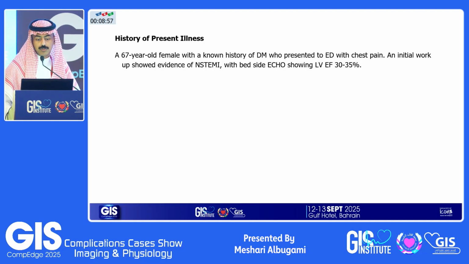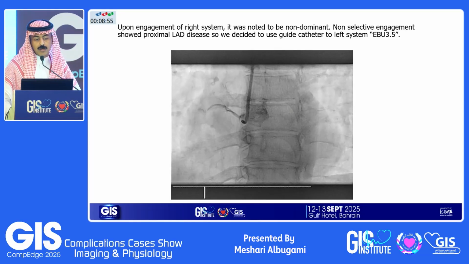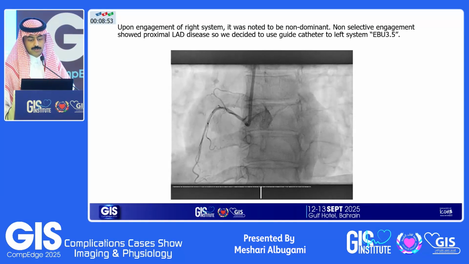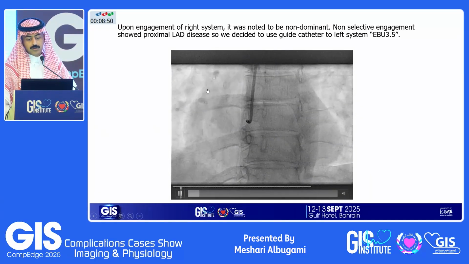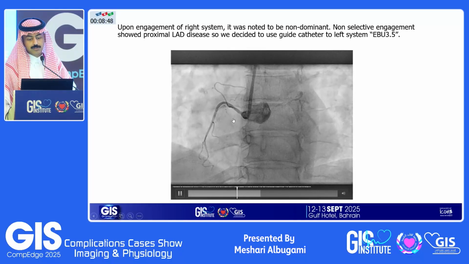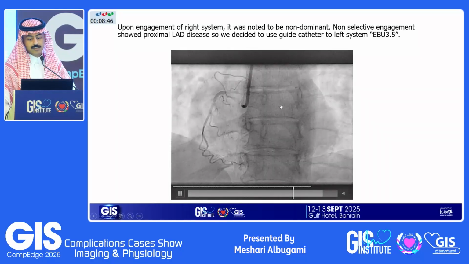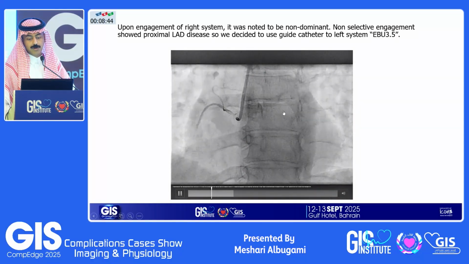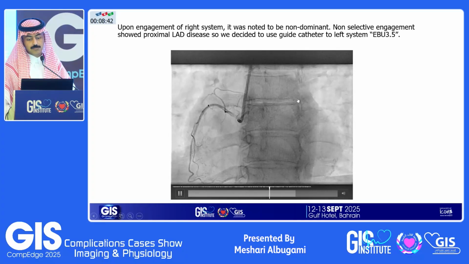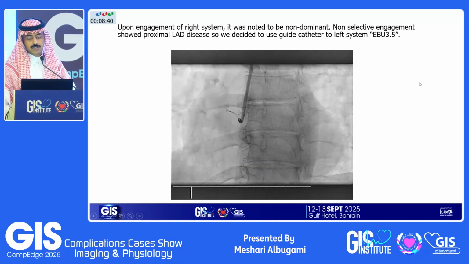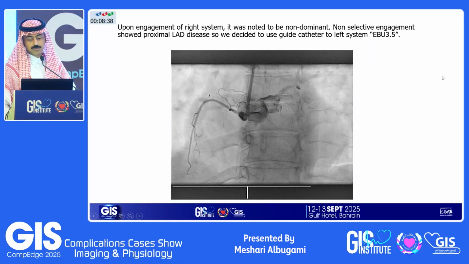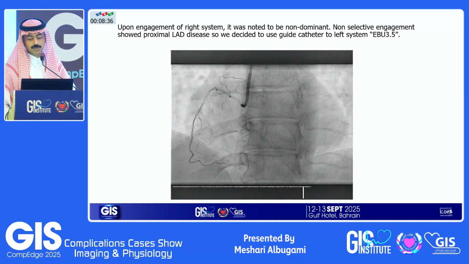The patient was booked for a coronary angiogram, and as you can see upon engagement of the right system, it showed a right small non-dominant system. And if you can see at the non-selective view in the back, there is a tight proximal LAD lesion, which led us to proceed using an EBU 3.5 guide.